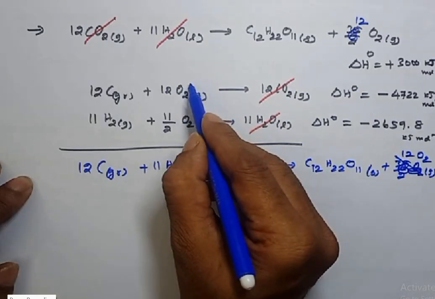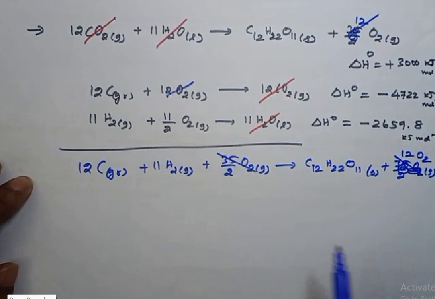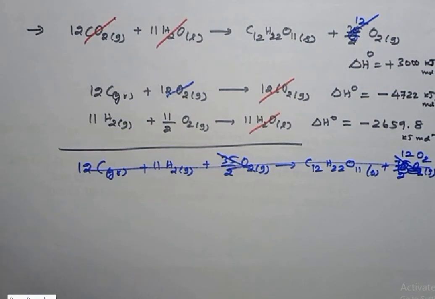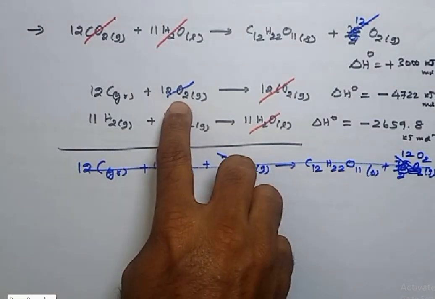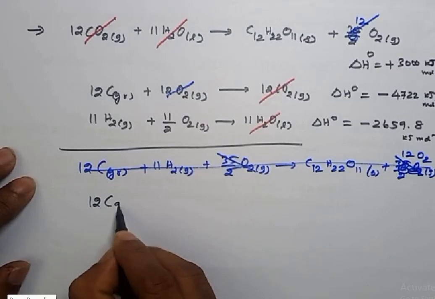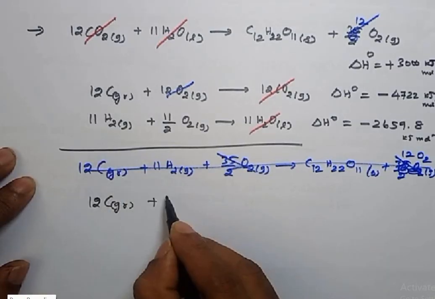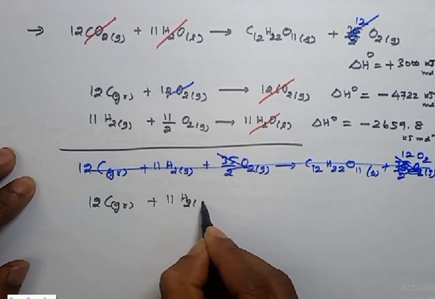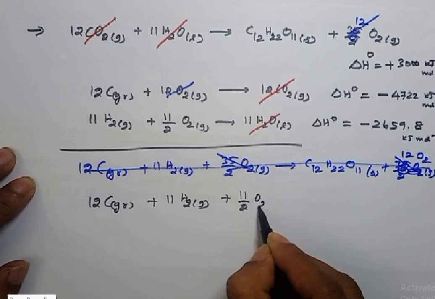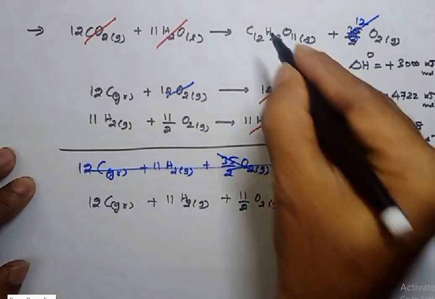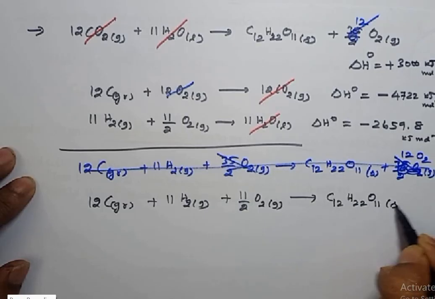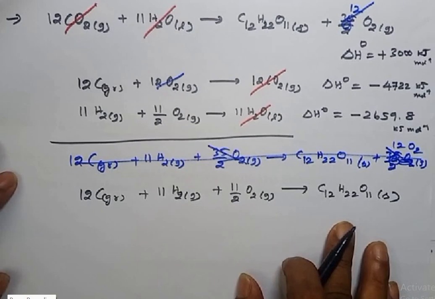So this 12 O2, let me cancel here itself. This 12 O2, this 12 O2 cancel. So we have remaining species as in the title here. So what is remaining? We have 12 carbon graphite plus 11 H2 gas plus 11 by 2 O2 gas, giving C12 H22 O11 solid.